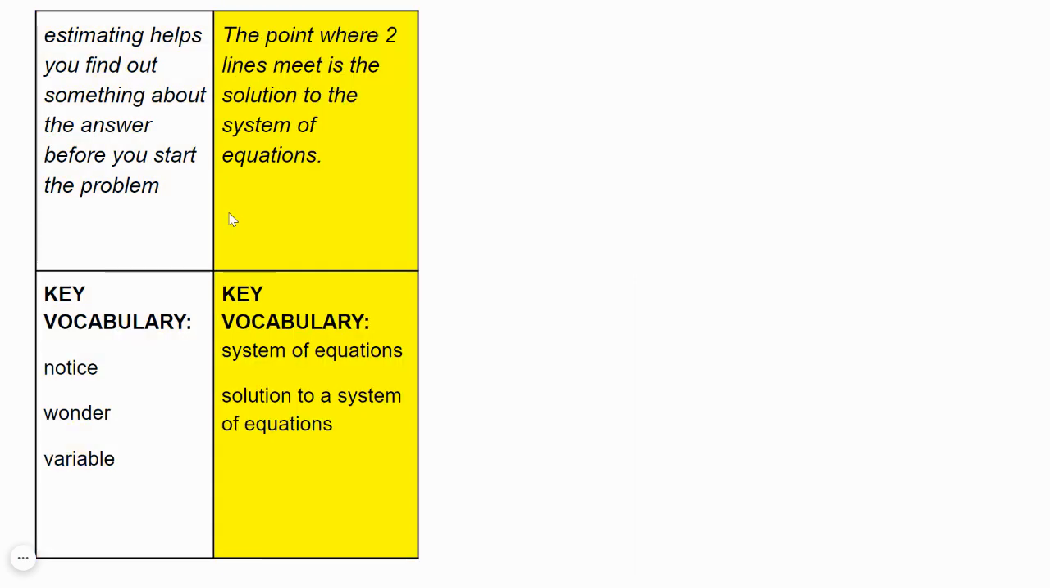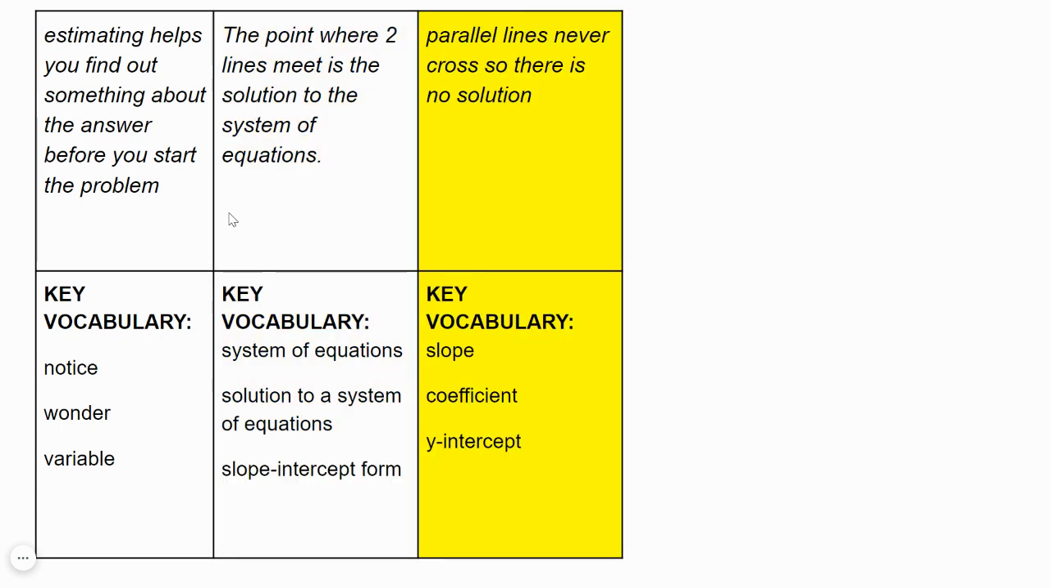So noticing and wondering and variables were all helpful to us as we were getting started in this unit. The next thing that we learned, the key idea, was that the point where 2 lines meet is the solution to a system. So if you have a system of equations, which is 2 different variables, right, 2 different things you're looking for, if you want to find the solution, if you can somehow graph those 2 relationships and find that point of intersection, that's your answer. So that was the second key idea, that if you can graph 2 different relationships and find where they intersect, you have an answer or a solution.